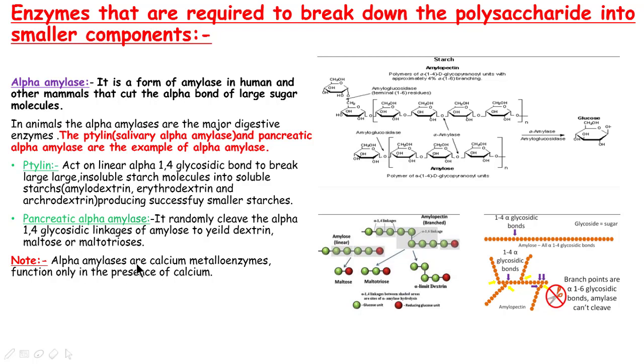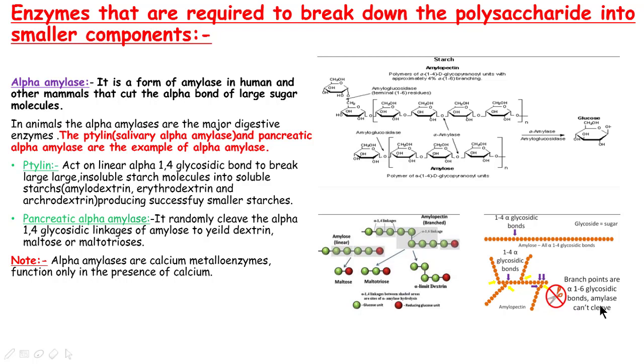The alpha amylases are calcium metalloenzymes, functioning only in the presence of calcium. These are the diagrams. This is the amylose and it has the 1,4 glycosidic linkage. It is a straight chain and this is the branched chain of amylopectin. It contains not only 1,4 linkage but it also contains 1,6 along with 1,4 glycosidic linkage. This is the branch point of the alpha 1,6 glycosidic bond.